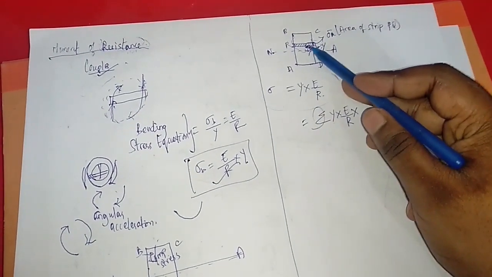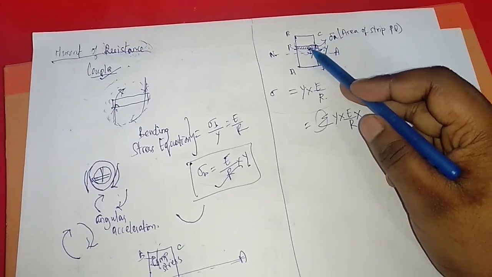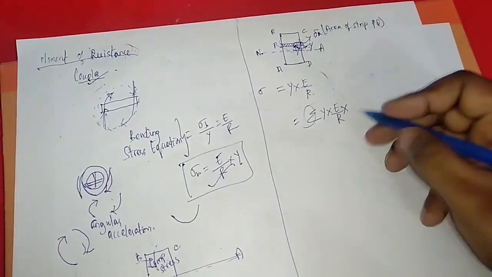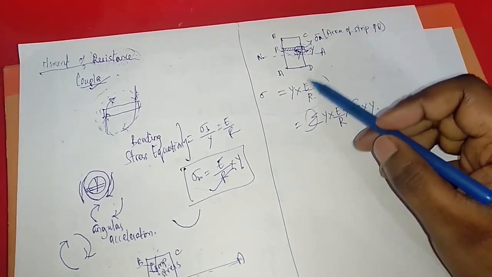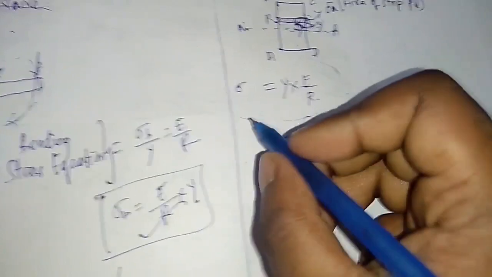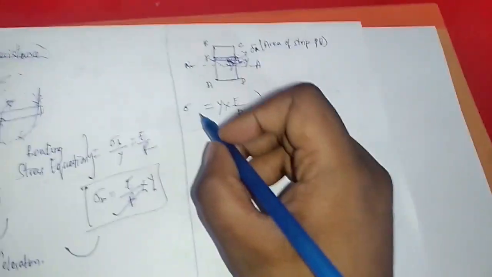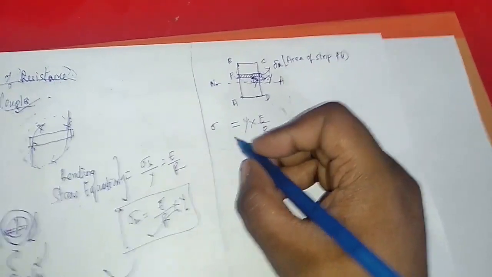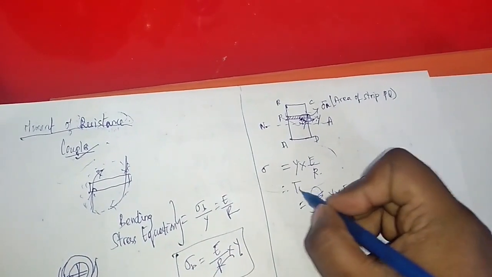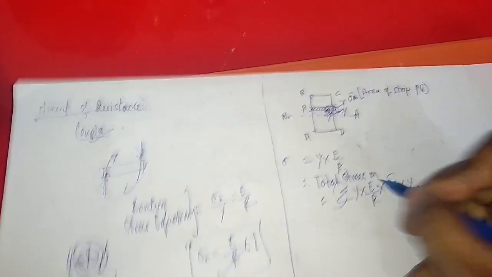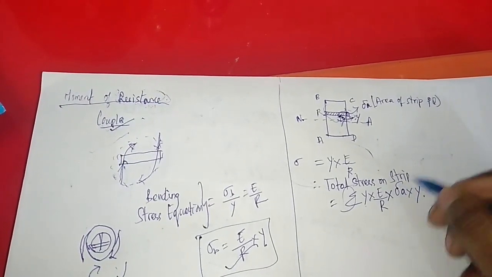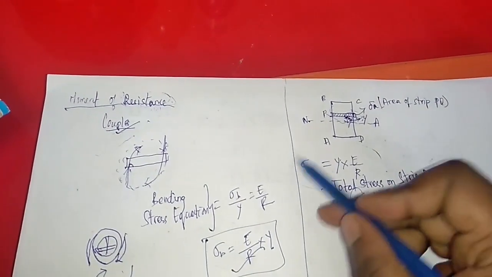What is the area of the strip? That is delta A, and the strip is at a distance of y. So delta A into y. I am going to take the total stress on strip PQ. That is from this equation.